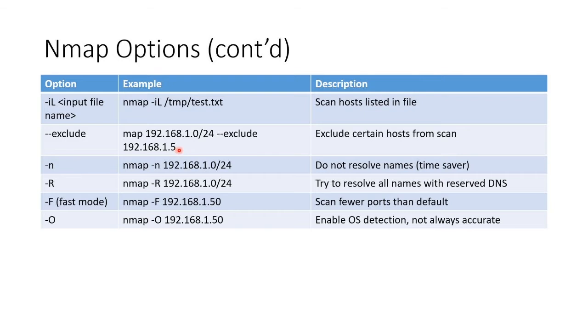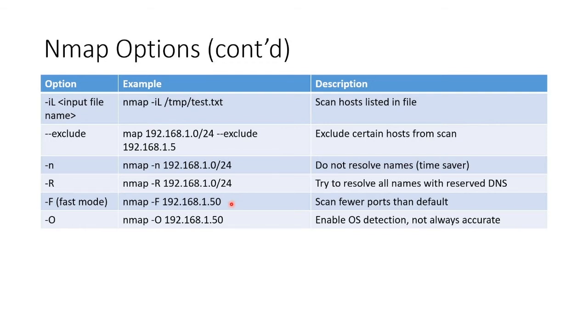-n, small n, means don't try to resolve the names. I just work on IPs. Don't try to figure out that they're Microsoft this or that. Forget it. And don't try to figure out that they're server 1 or something. -R, capital R, means try to resolve all the names. -F, capital F, means scan fewer ports than the default. It's the top 100, meaning 100 most popular.